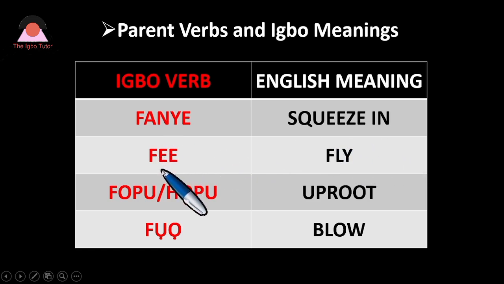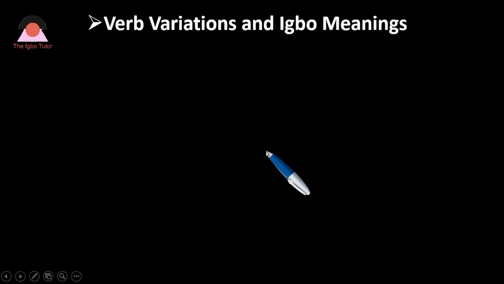Fanye. Number 2, fe, which is fly, okay? As does a bird and other things. Number 3, fopu or hopu. Both are the same. You may use H to start or F, as the case may be. This means uproot. And finally, we have fu. Fu means blow. And what is blow? To pass air into an open space, either to make a sound, as we have in a trumpet, or to inflate that particular object, as we have in a balloon. Both are fu. So let's begin by breaking down.